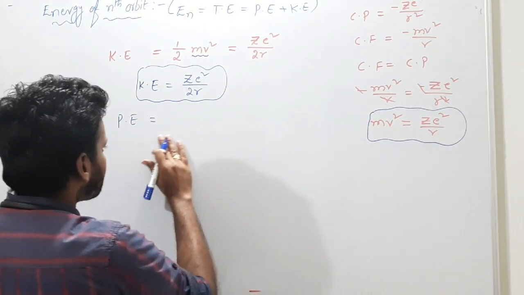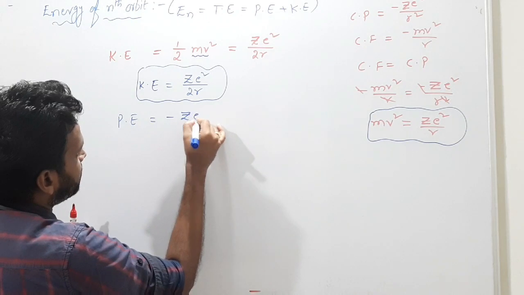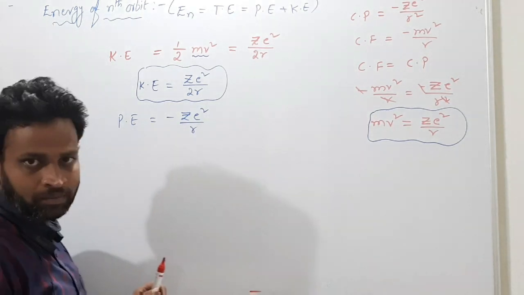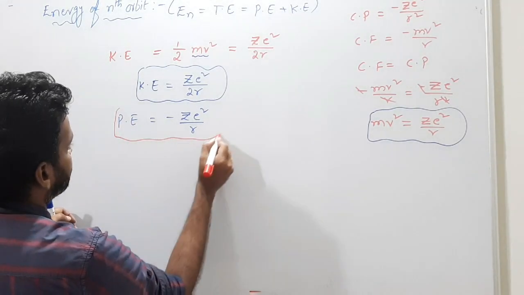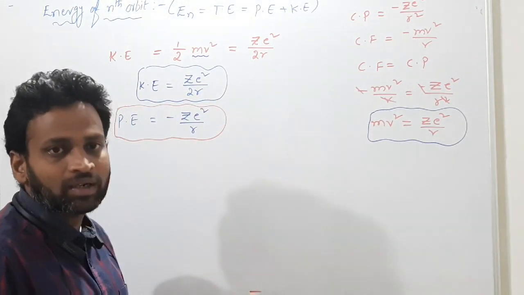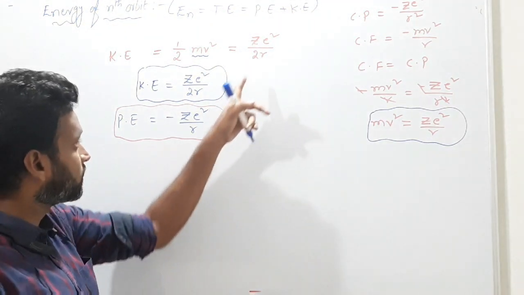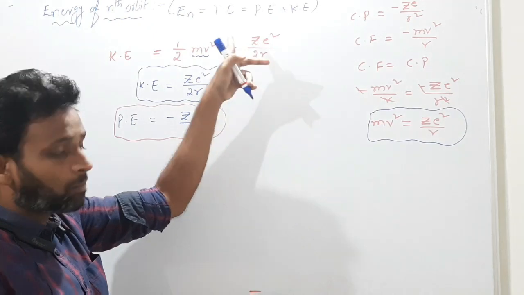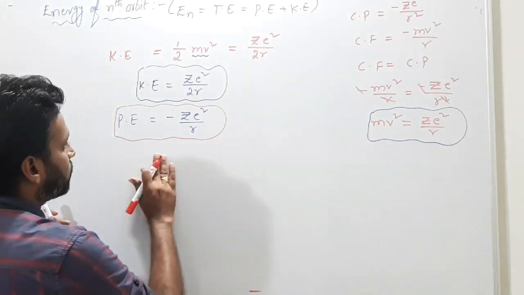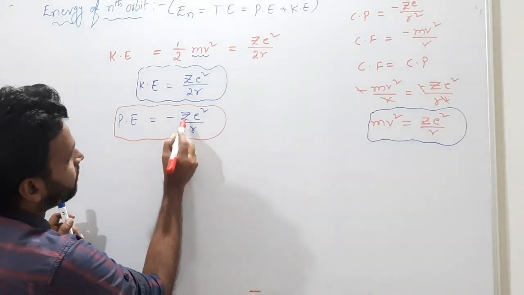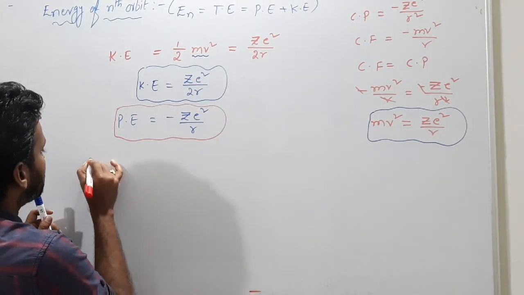Potential energy you have here is minus Ze square by r actually. Simply remember this potential energy formula. So if you know these two formulas, the energy of nth orbit is done, because you know the radius formula. That's why I started today's class with the radius formula. Okay, so what is potential energy? Minus Ze square by r, and kinetic energy is Ze square by 2r. So therefore what is the total energy?